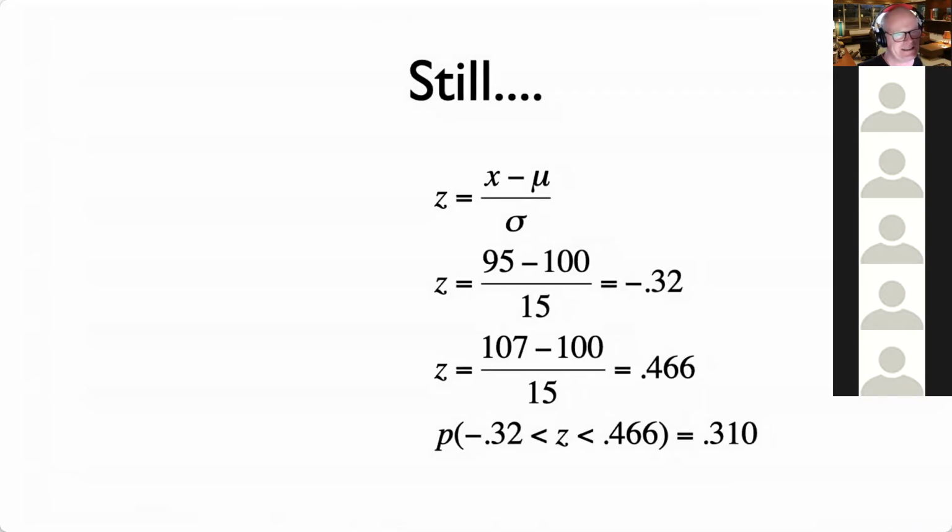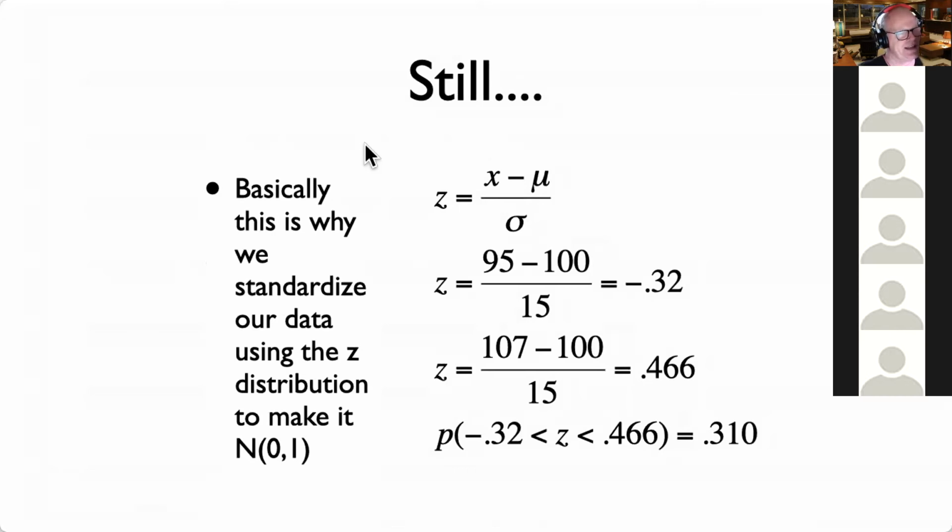Still, it's not super easy, but if we turn this into Zs, which is what that is, this is why we standardize data using the Z distribution. It makes it easy. We now have a distribution that's normal with a mean of 0 and a standard deviation of 1. Now, I'm not going to go into a long thing about how one looks up things in a Z table, because I know you all know how to do that. It'd take a little, and I'm going to show you an even better way to do it, which is a website you can use that's just beautiful.